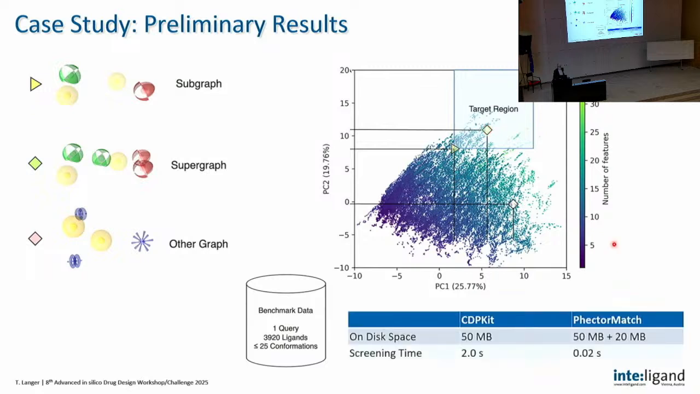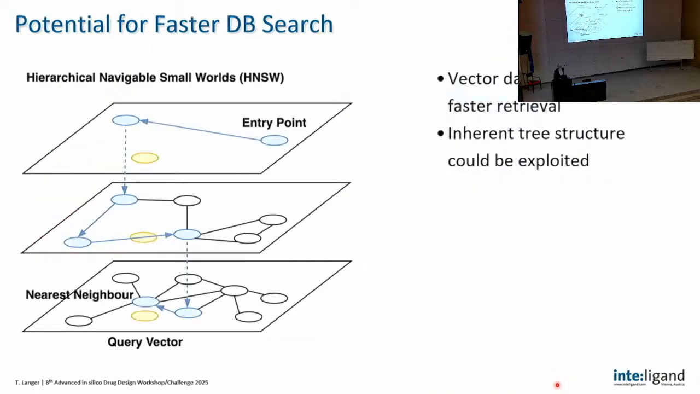And when we see this, it takes a little more space on the hard drive, of course, because we need to have these vectors encoded again. But the screening time is 100 times faster. And this is not yet optimized. So when you screen in CDP-Kit, which is extremely fast already, you have this in 2 seconds. And with this vector match, we have this in 200ths of a second, the same result, right? So now we believe that we can use this also for ultra-large scale virtual screening. And there is still optimization possible.